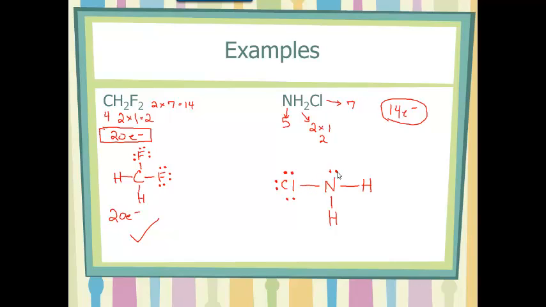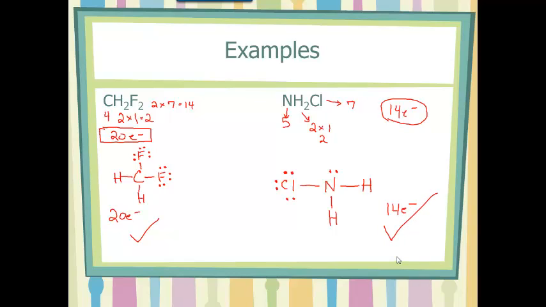Now when you do all of that, it's time to count and check. 2, 4, 6, 8, 10, 12, 14 electrons. So we matched up. We predicted we would have 14 electrons, and our diagram actually does. So I think this is a good Lewis diagram for NH2Cl.